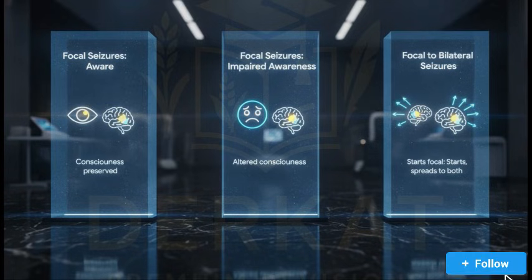When you're evaluating focal presentations, your key distinction is the patient's level of awareness. In a focal aware seizure, the patient's consciousness is preserved. They might have some motor twitching or sensory symptoms, but they know what's happening. In a focal impaired awareness seizure, consciousness is altered. You might see them staring blankly or exhibiting automatisms, basically unconscious repetitive movements like lip smacking or hand rubbing, usually followed by post-seizure confusion. Finally, a seizure can start focally in one hemisphere and then spread to involve the other, and we call that a focal to bilateral tonic-clonic seizure.